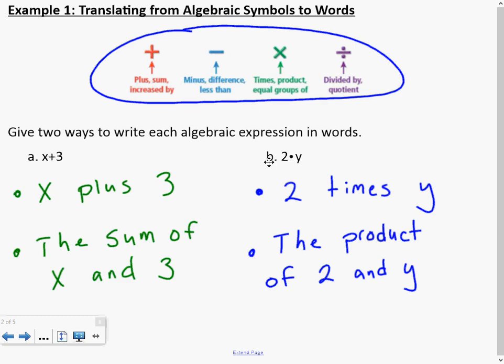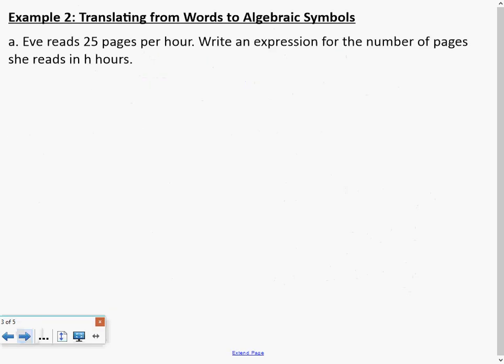Now let's go the opposite direction. Let's start with some words here, and let's translate that to an algebraic expression. So it says, Eve reads 25 pages per hour. Write an expression for the number of pages she reads in H hours. Now here's a really important thing. If your word problem tells you to use a specific variable to represent something, make sure you use that variable. So we're going to use H to represent the number of hours that she reads.